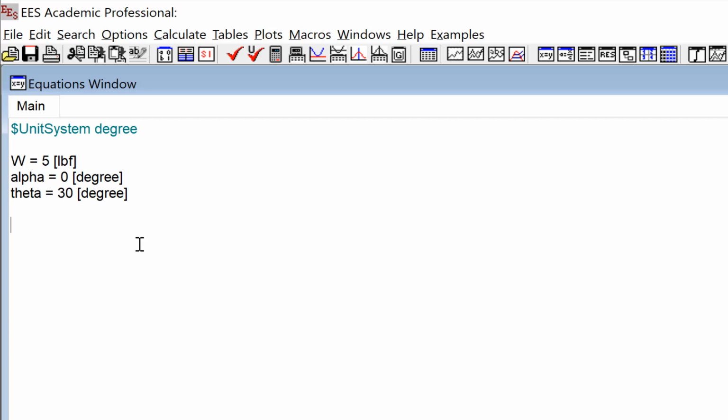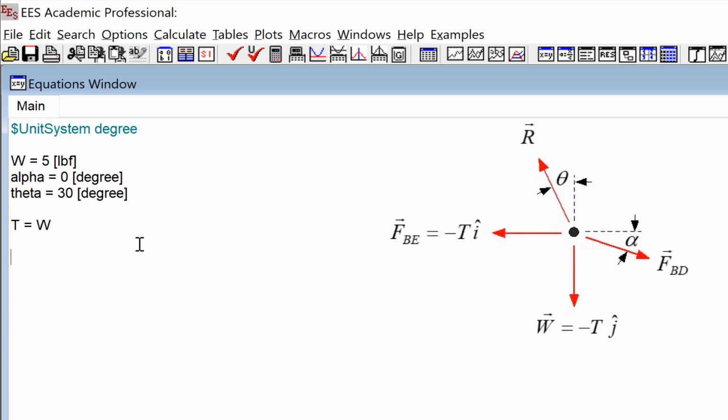Okay, so now I'm going to again specify that the tension is equal to the weight. That's the tension in that cable. And I have 4 vectors that have to add up. So let's define 4 vectors. I do that with the dollar vector, and these are 2-dimensional vectors, so I'll use dollar vector 2D.